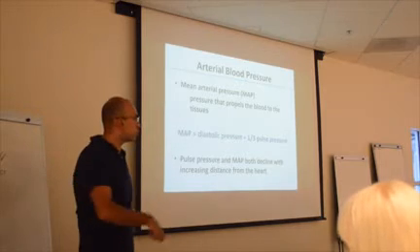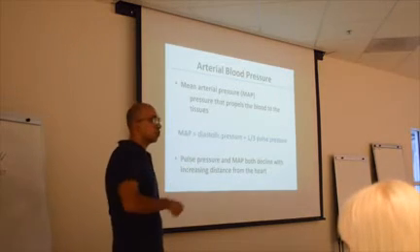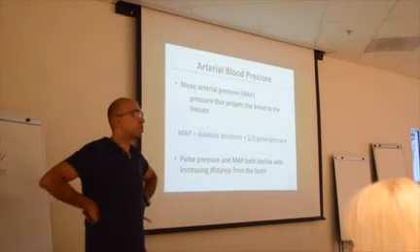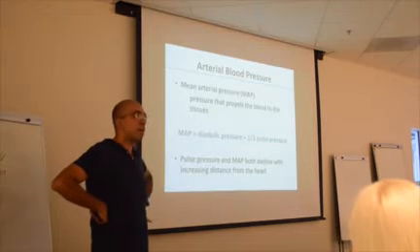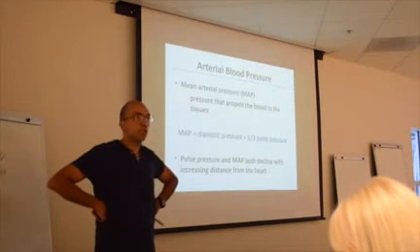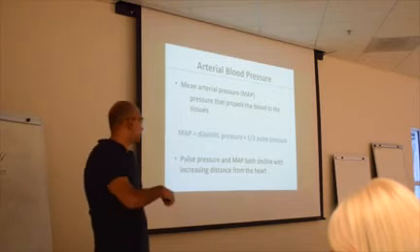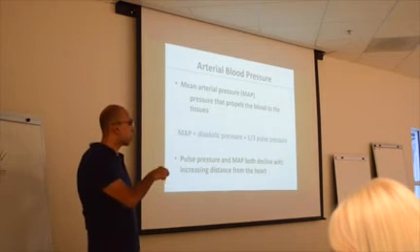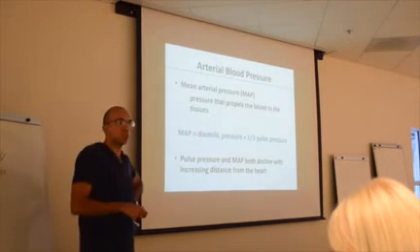That's why we created what we call the mean arterial pressure. Mean means average. This is the average pressure in my arteries all the time. How would you calculate the mean arterial pressure? Mean arterial pressure is equal to the diastolic pressure plus 1/3 of the pulse pressure.